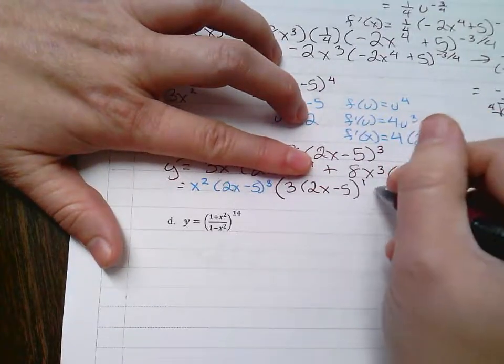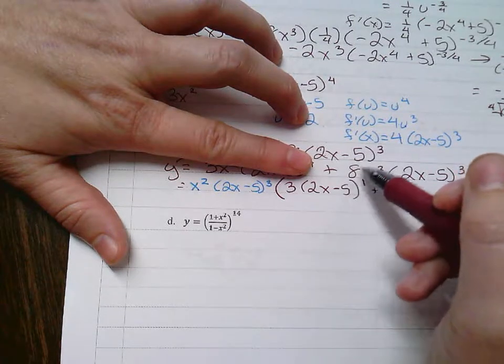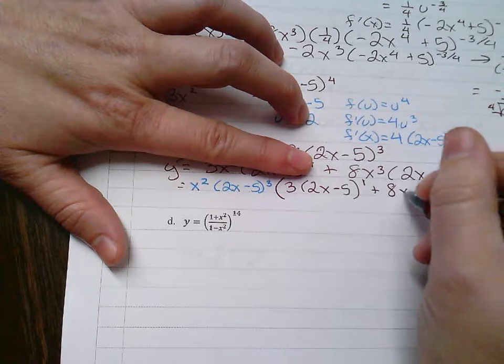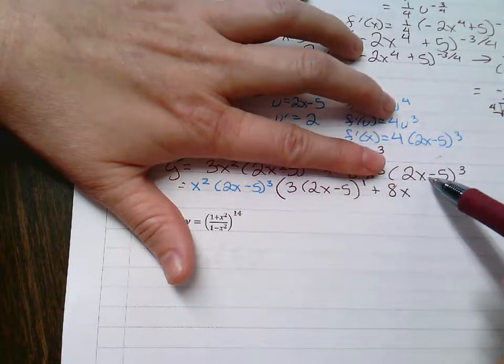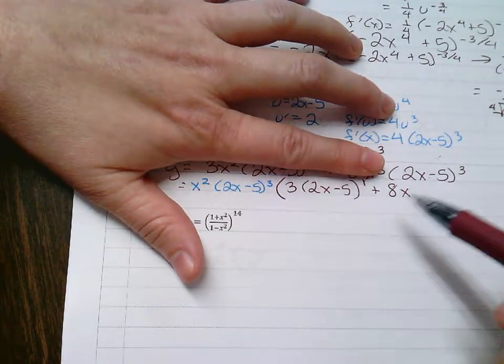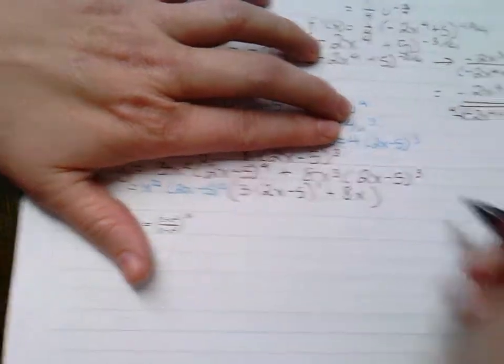Plus 8x, so 8. X cubed over x squared is x. And then you have (2x minus 5) cubed over (2x minus 5) cubed. That crosses out. So you get (2x minus 5) to the 0, so you get 1. Okay, it looks like that.